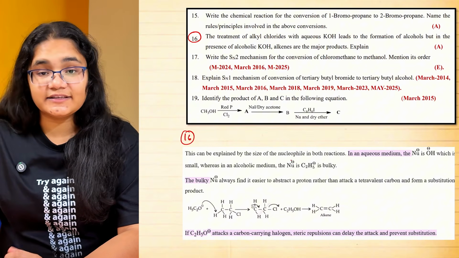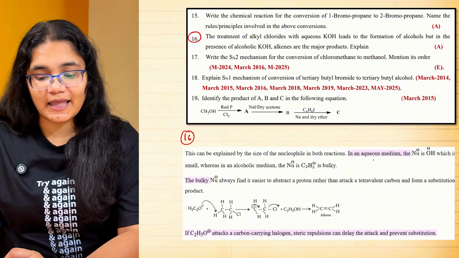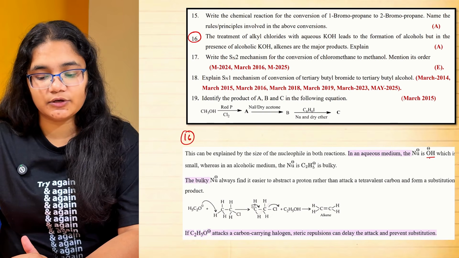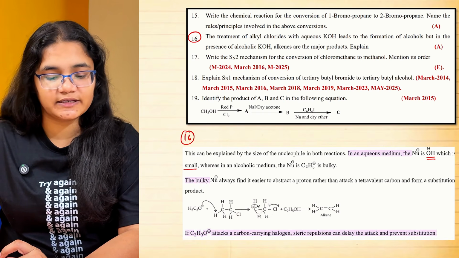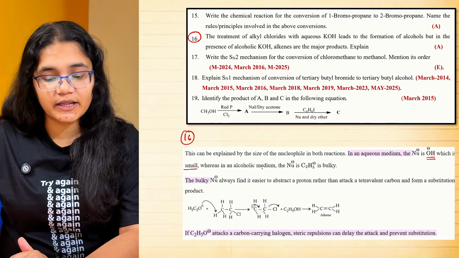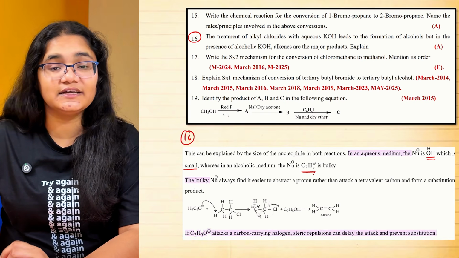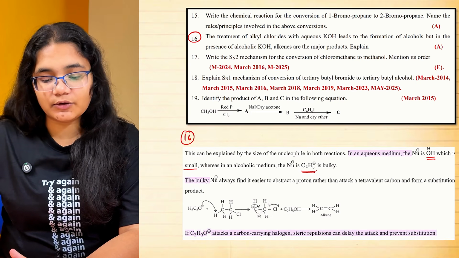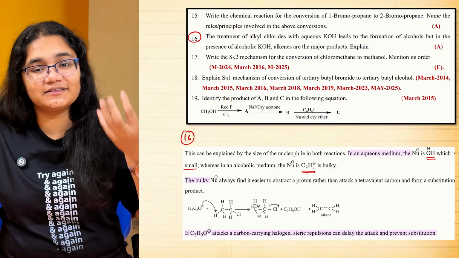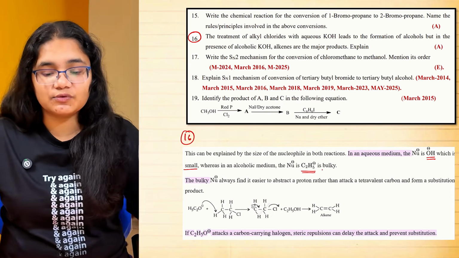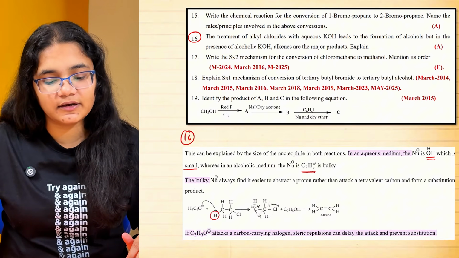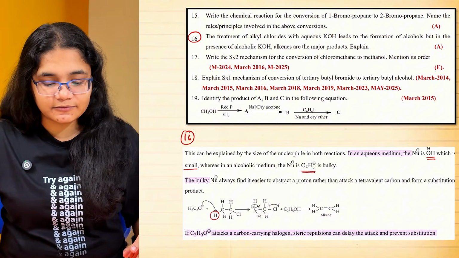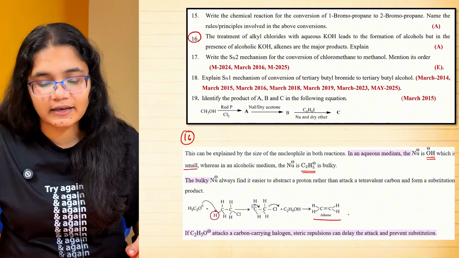The size of the nucleophile is different. When you take aqueous medium, aqueous KOH, the nucleophile there is OH minus, which is very small. And if you take alcoholic KOH, there the nucleophile is actually C2H5O minus, which is bulky. Now this bulky nucleophile cannot go and replace a halogen. So what will it do? It will try to abstract the nearest acidic proton. And if it abstracts the proton, what do we get? We get an alkene.